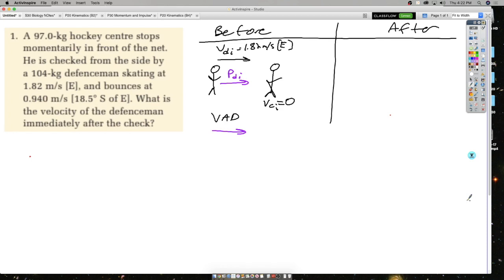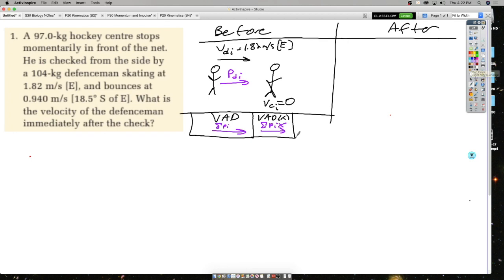What about in the x-axis? Let's look at the x-axis. Well, add them all up. It's just that one, right? So add that one. That is in the x-axis. We're going to define east as the x-axis. So if we add that, that is the total momentum in the x-axis initially.